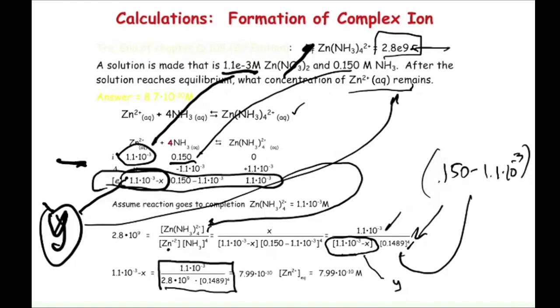And when we solve for this quantity, we get 7.99 times 10 to the minus 10. And that's your answer. That's the amount of zinc at equilibrium based on the values that we have. It's basically just the math right here. So let me clear this out real quick so that I can show this again.